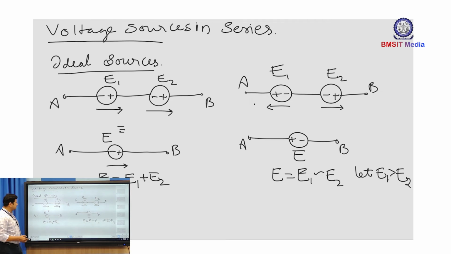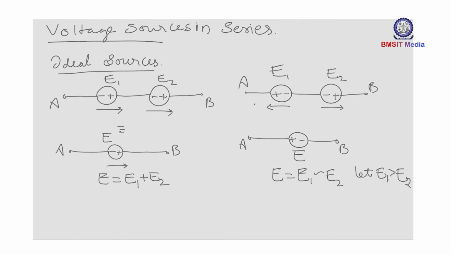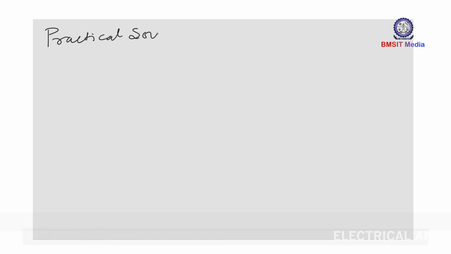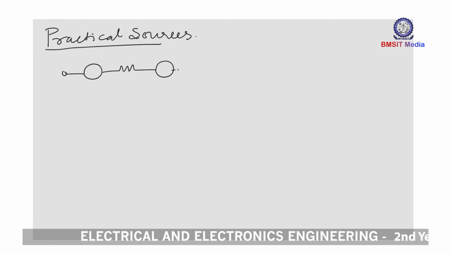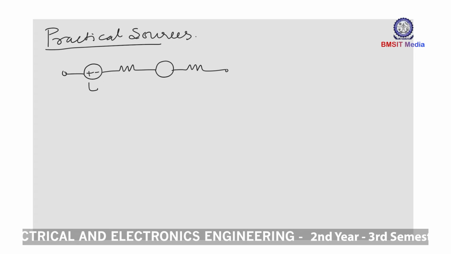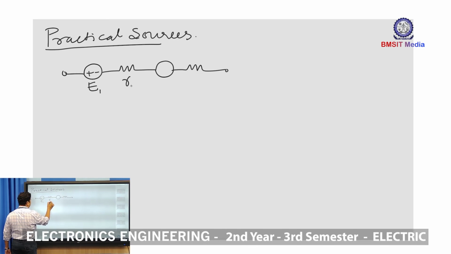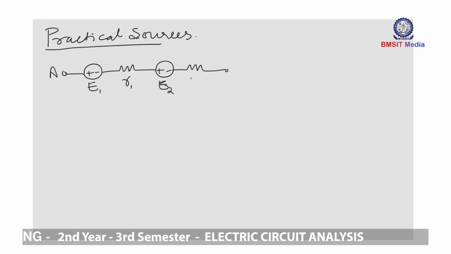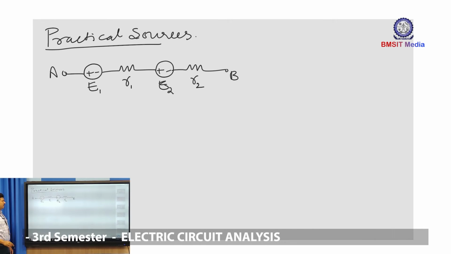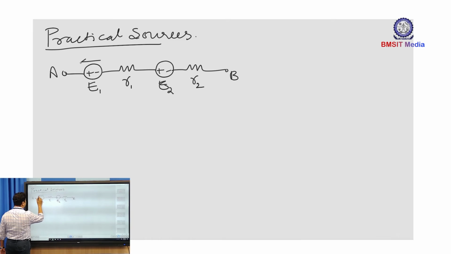Now, these are the ideal sources. What about practical sources? Two practical voltage sources, say E1 with internal resistance R1 and E2 with internal resistance R2. Now, the directions of E1 and E2 are again the same, both in the anti-clockwise direction. Therefore, the resultant is the addition, equivalently.